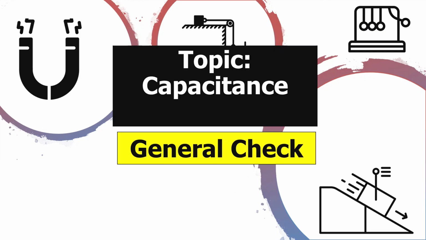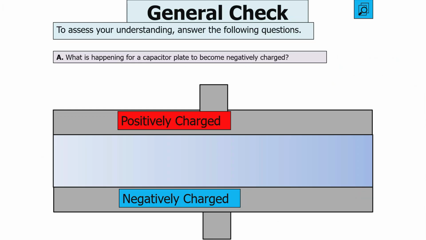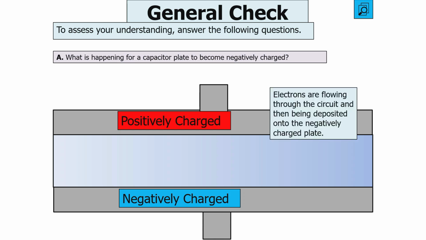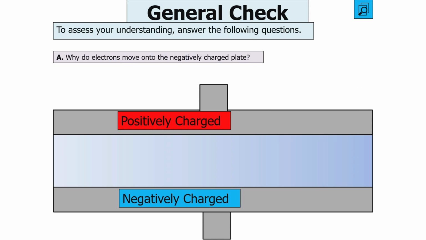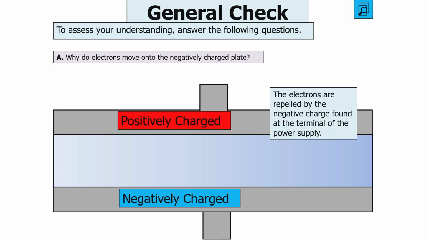So with that, let's have a look at some general check questions to do with capacitance. So the first question says, what is happening for a capacitor plate to become negatively charged? Pause the video now, then unpause the video when you want to go through your answer. Well, a capacitor plate will become negatively charged when electrons are flowing through the circuit and being deposited onto the negatively charged plate. So why do electrons move onto the negatively charged plate? Well, the electrons are repelled by the negative charge found at the terminal of the power supply.